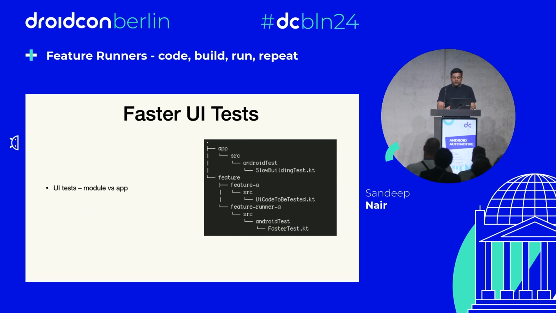And also, another bonus is you get faster UI tests. If you have an Android test residing in the app module, typically a slow building test, you could move that, if possible, to your feature runner, and that becomes much faster.